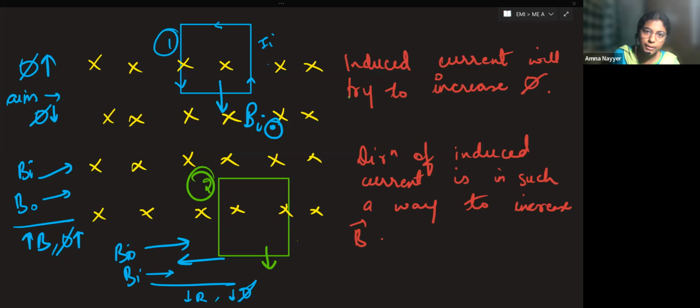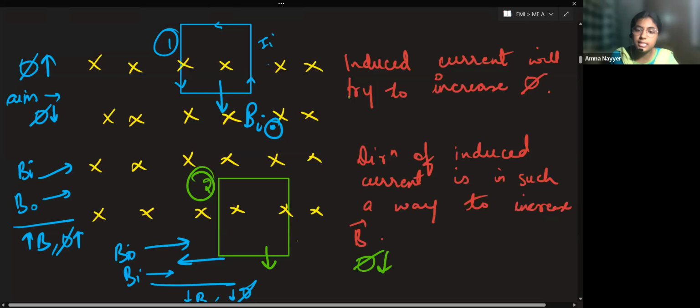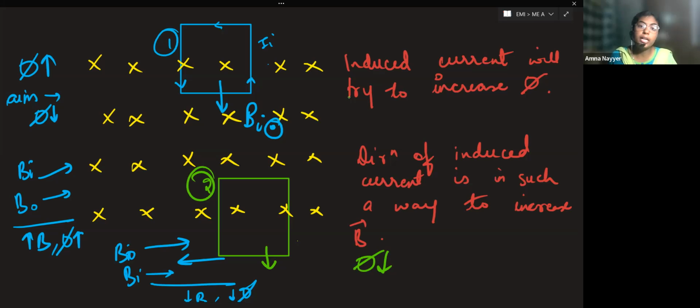Here what had happened, this loop was coming inside, so the maximum number of field lines were enclosed, so flux increased. Here it is moving away. It is leaving the field lines and moving to the exterior. So here the flux is decreasing. Now, as asked by you also, we have to increase it. The direction of induced current has to be set in such a direction that it increases it. Sahal, you are right. Correct.